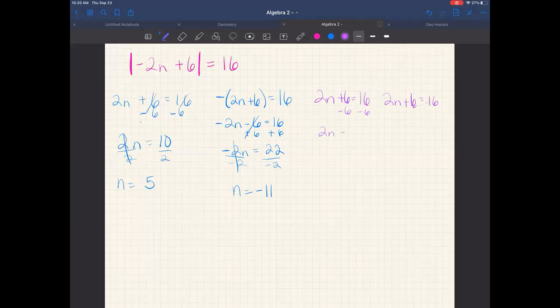Okay, so now when I do the book way, I subtract 6 from both sides. That gives me 2n equals 10. Divide by 2. N equals 5. Subtract 6 from both sides. 2n is equal to negative 22, divided by 2. And that gives me n is equal to negative 11. So again, the same answers.